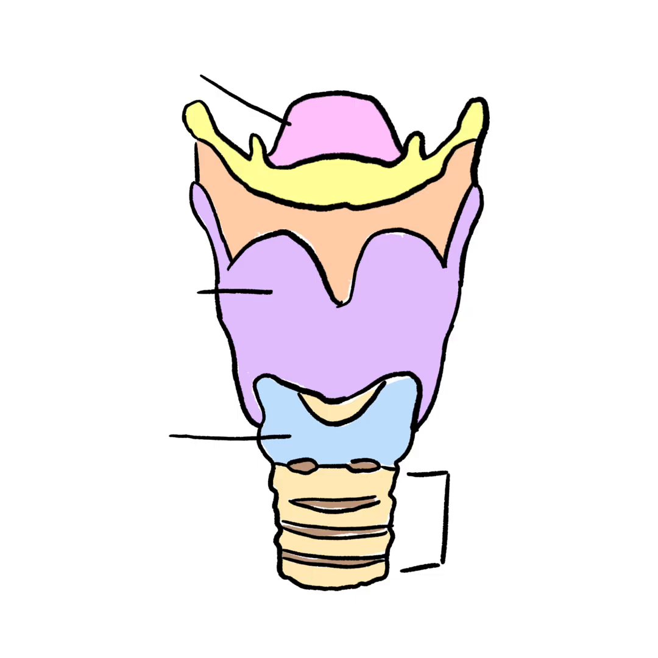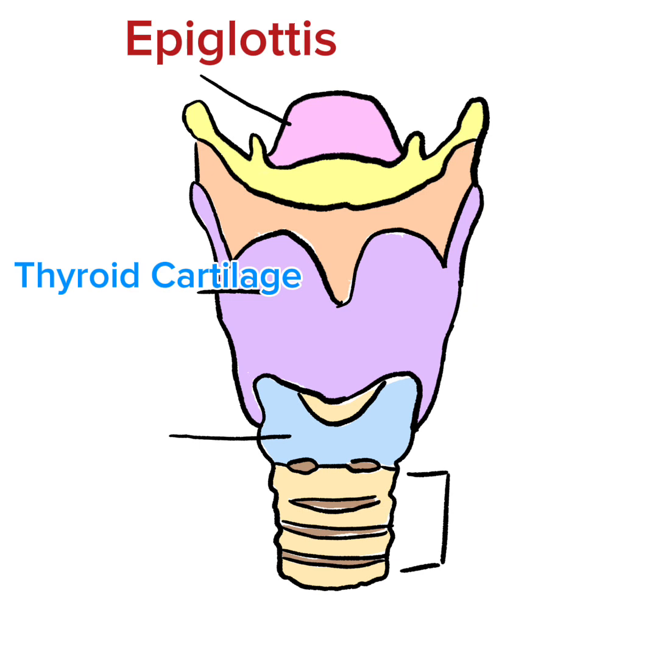This is an anterior view of the larynx. The top portion in pink is called the epiglottis. It directs food and air and prevents choking. The section in the middle in purple is called the thyroid cartilage, also known as the Adam's apple. It surrounds the vocal cords. The section in blue is called the cricoid cartilage. It's at the very bottom and connects the larynx to the trachea.